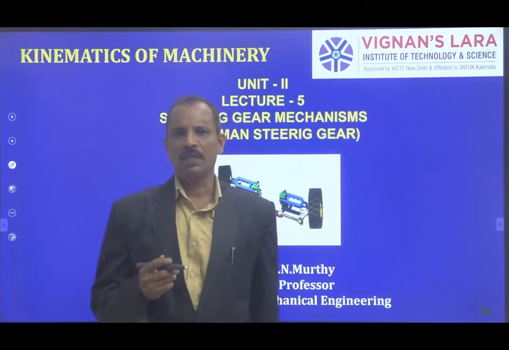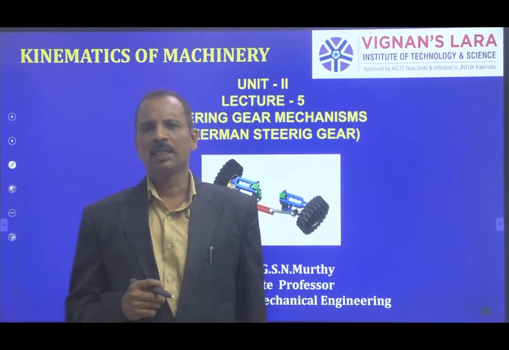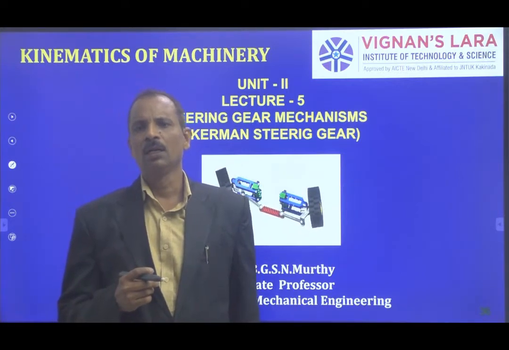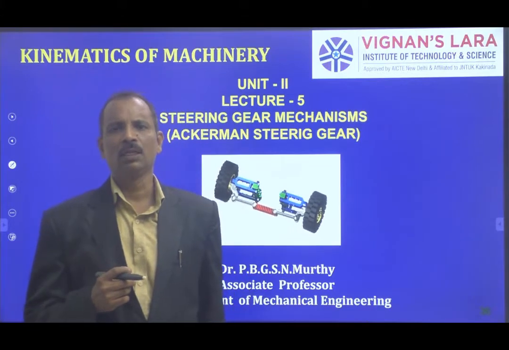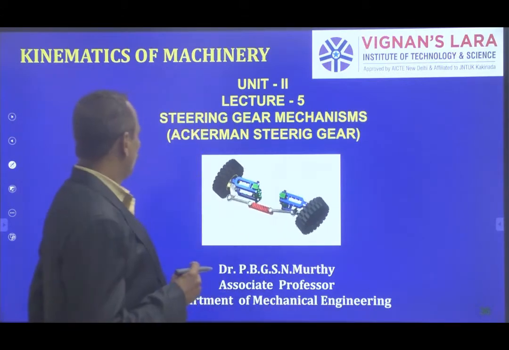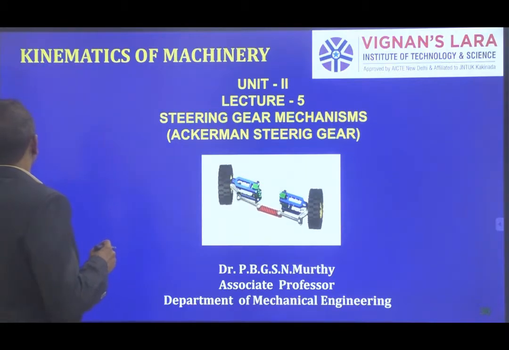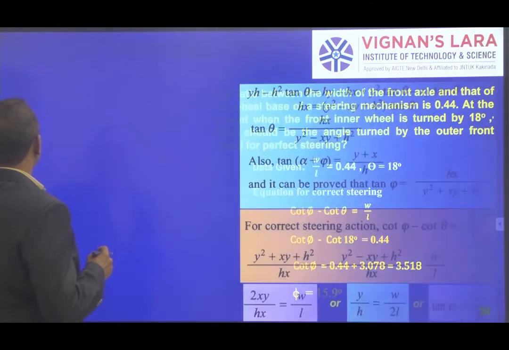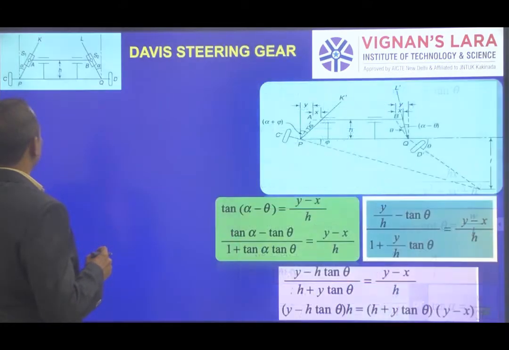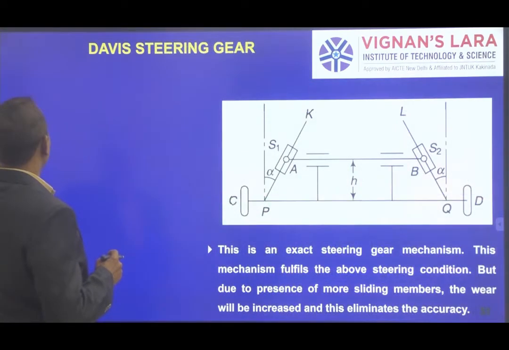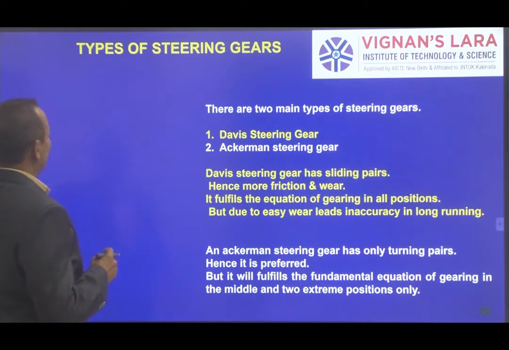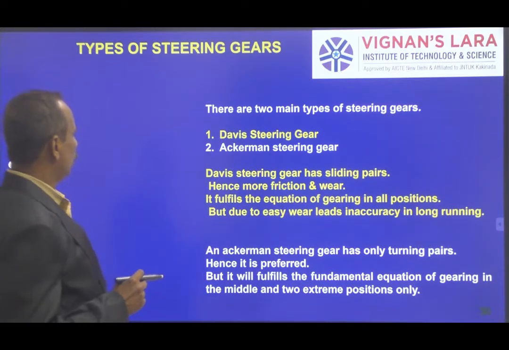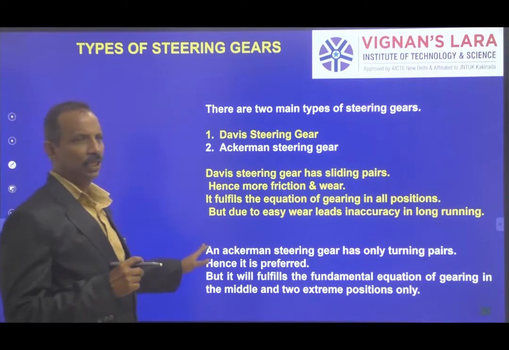Okay, so first let us see what we did in the last lecture and what the drawback was with the Davis steering gear mechanism. The first drawback is that it consists of sliding pairs. When there are more sliding pairs, there will be more wear and tear. That was the thing we discussed at the very beginning, okay?